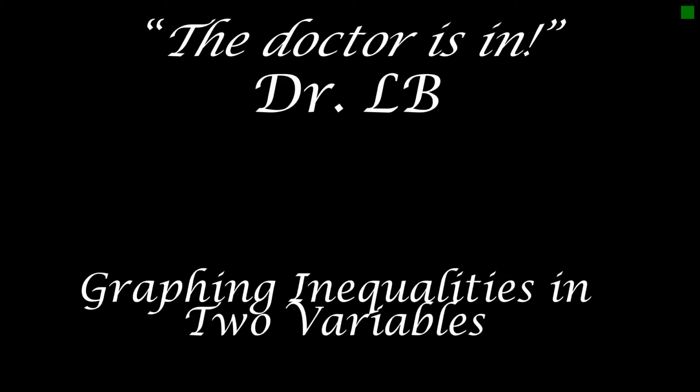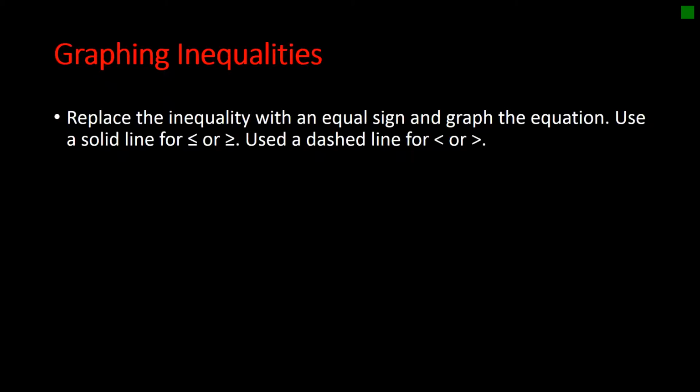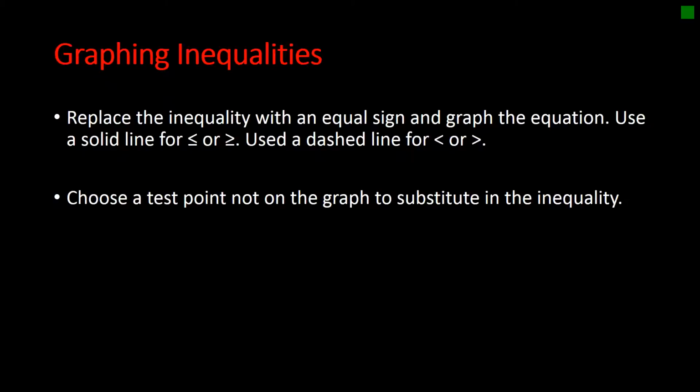Today, we look at graphing inequalities in two variables. With graphing inequalities, you want to replace the inequality with an equal sign and graph the resulting equation. Use a solid line for less than or equal to or greater than or equal to, and a dashed line for strictly greater than or strictly less than.